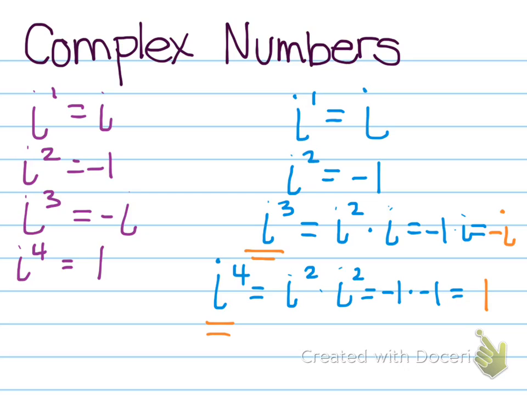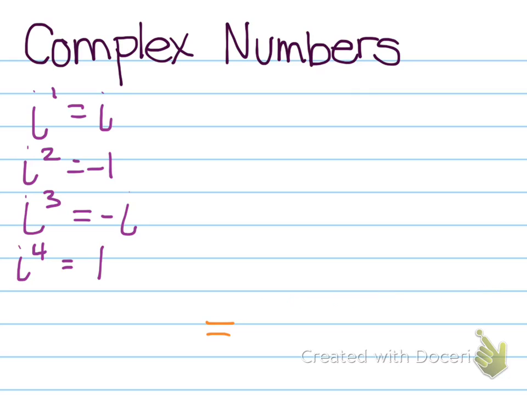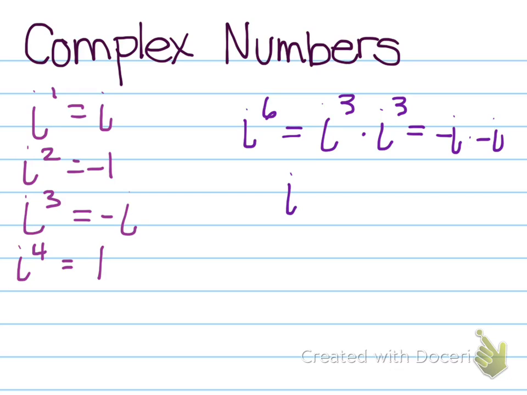The reason you only need to know those is that if I asked you any other combination, say i to the sixth, that's like putting i to the third times i to the third, which is -i times -i, so we get positive i squared. Then we can break that down further, since i squared is -1. So i to the sixth also equals -1. Any other exponent higher than 4 is going to be one of these choices: i, -1, -i, or 1.